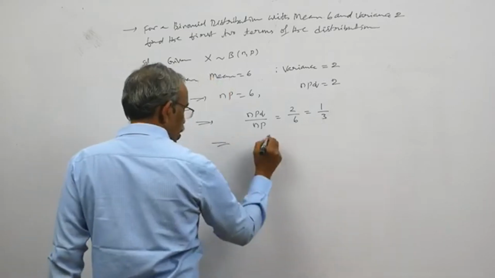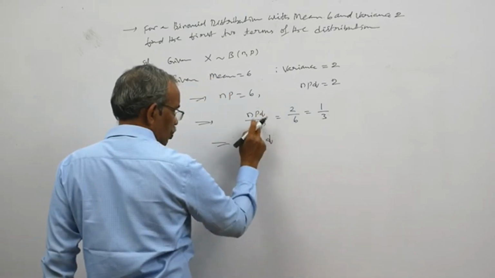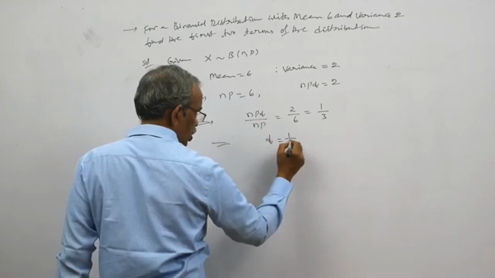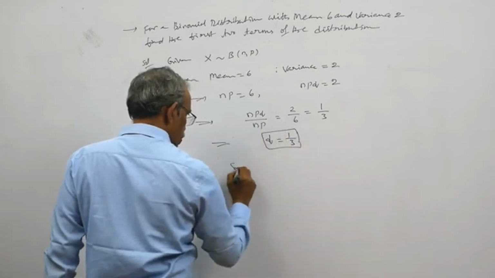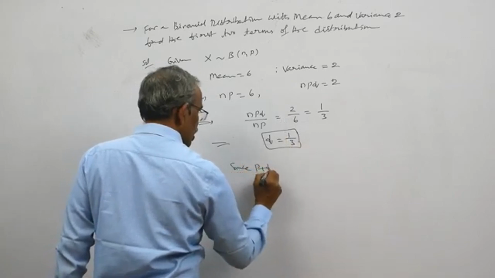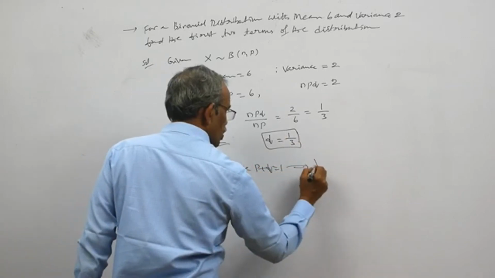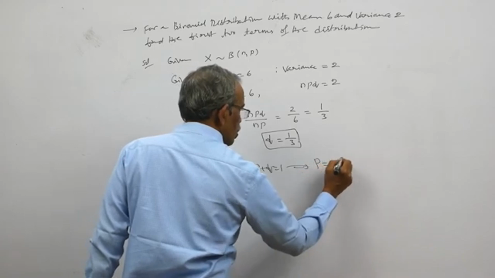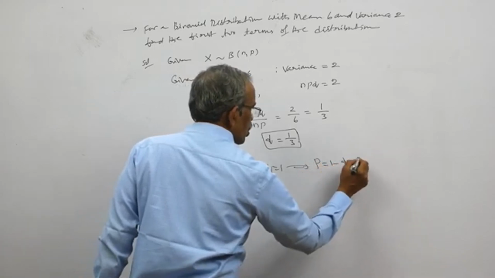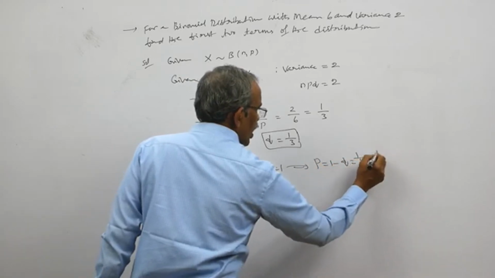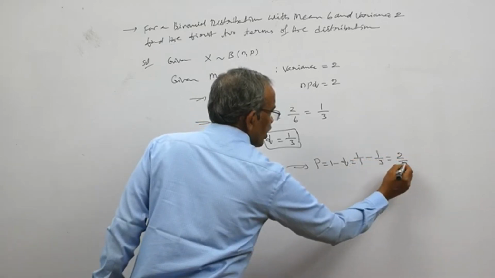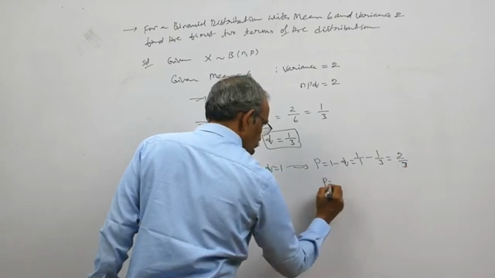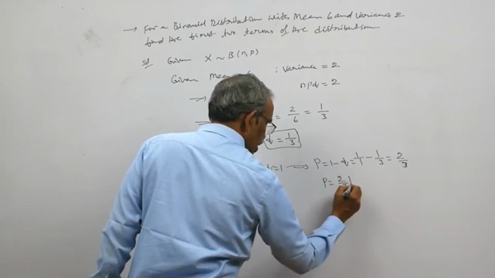That implies q, npq by np, np cancels. q is equal to 1 by 3. Since p plus q is equal to 1, that implies p is equal to 1 minus q, that is 1 minus 1 by 3, that is equal to 2 by 3. Therefore, p is equal to 2 by 3.